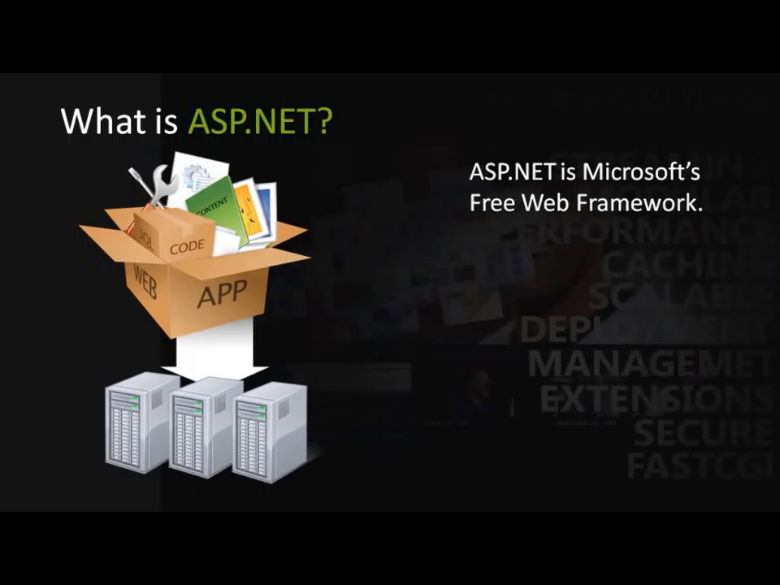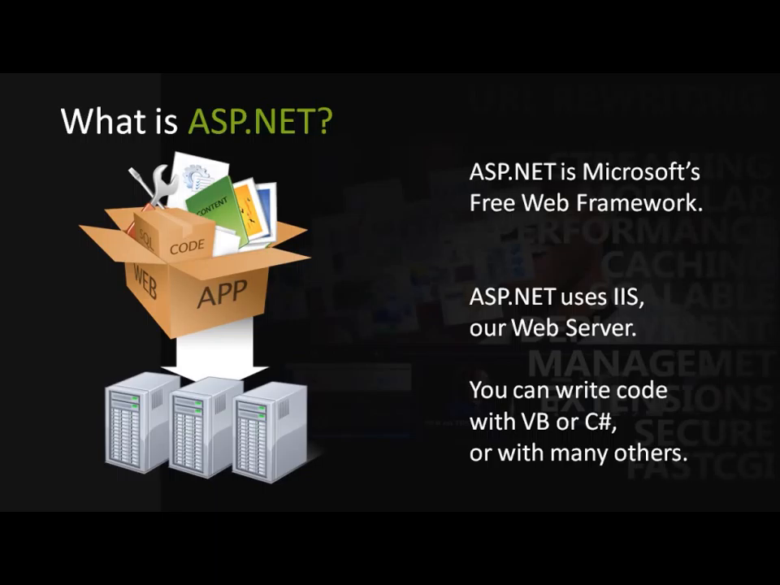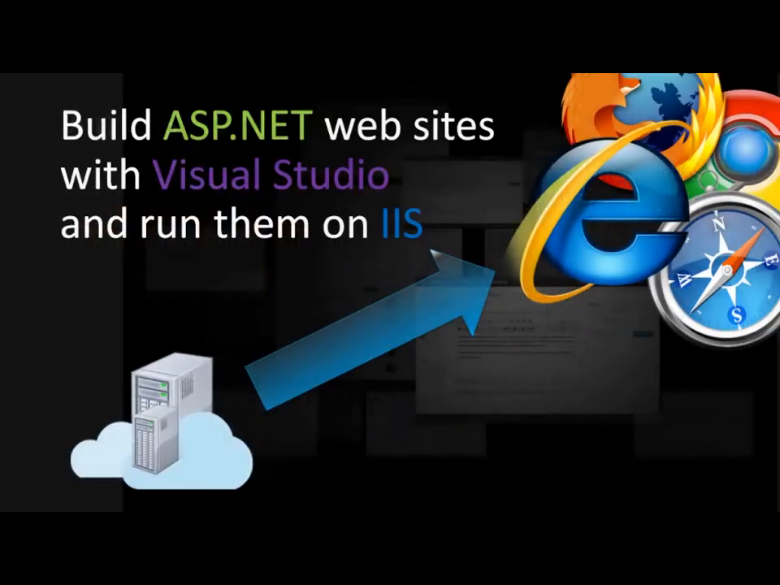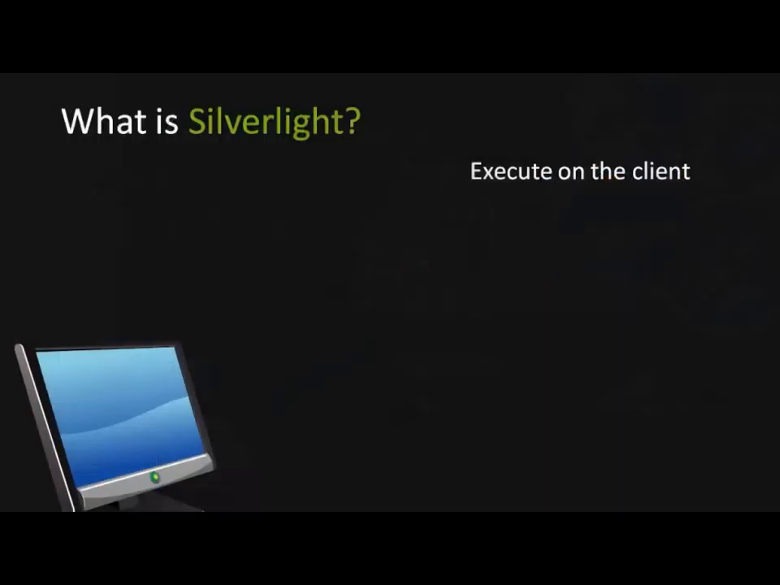ASP.NET is Microsoft's free web framework. You can use it to create applications and put them on the internet for anyone to use. ASP.NET uses IIS, Microsoft's web server. You can write code for ASP.NET with programming languages like Visual Basic or C#, or you can choose from other languages like Python or Ruby. You build ASP.NET sites using Visual Studio and run them on an Internet Information Server or IIS. Your websites can talk to any user on the internet using whatever browser they like.